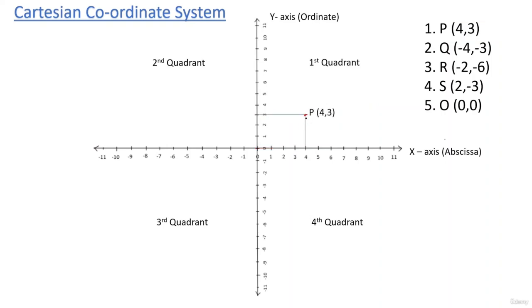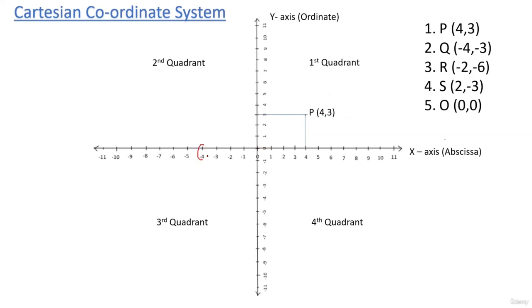So point P has a vertical distance of 3 units and a horizontal distance of 4 units. This is the location of point P. This information here, 4,3, is called the coordinates of the point P. So whenever we are given the coordinates of any point, remember these are used to locate the point on the coordinate axis. The next point we will locate is Q, minus 4 and minus 3.